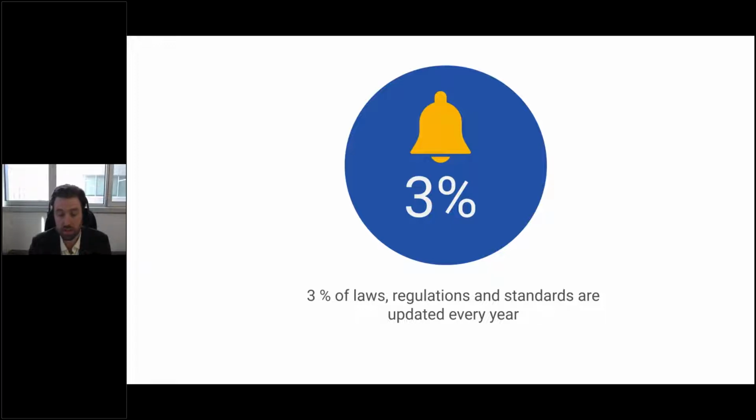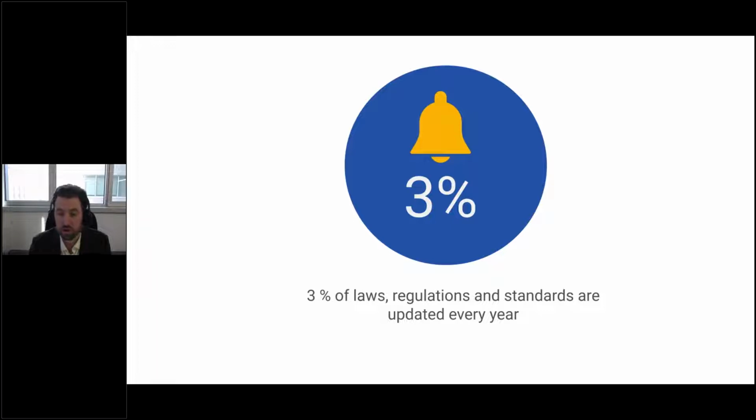So from our data, we cover about 450,000 laws, regulations, and standards around the world. So we have a very large sample set of data. We have 40 countries, 400 jurisdictions, if you count states, provinces, and cities. And what we see across the board is, on average, 3% of laws, regulations, and standards are updated every year.